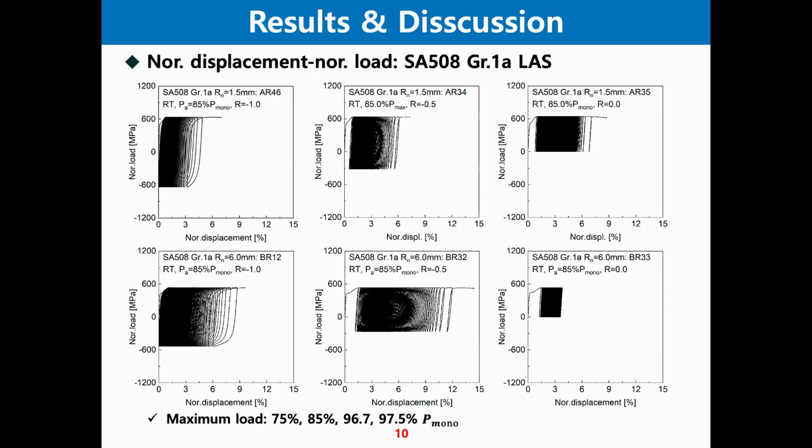From now on, these are the results of the cyclic test. In roller steel, for all test conditions, regardless of the notch radius and load ratio, the hysteresis loops shift, and the area of the loop gradually increases. This indicates that the ratcheting phenomenon occurs in all test conditions.